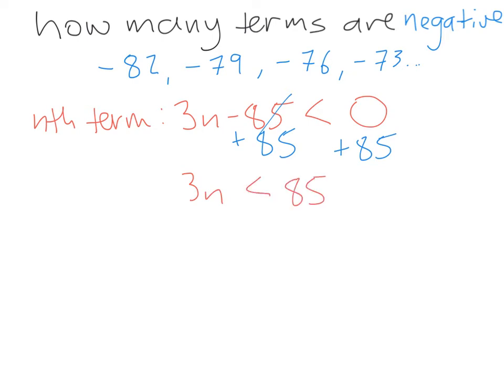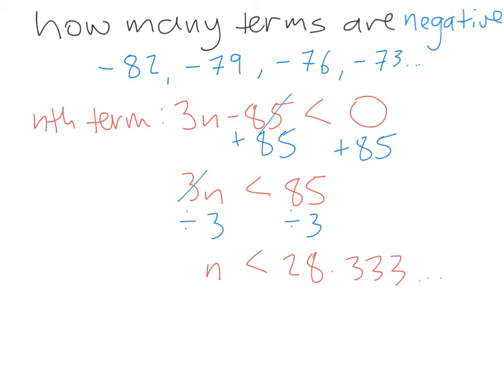Now I need to get the n on its own, and the n is stuck onto a 3. Two things stuck together in maths mean multiply, and the opposite of multiply is divide, so I'm going to divide by 3 on both sides. And I have n is less than 28.333, so basically 28.3 recurring.